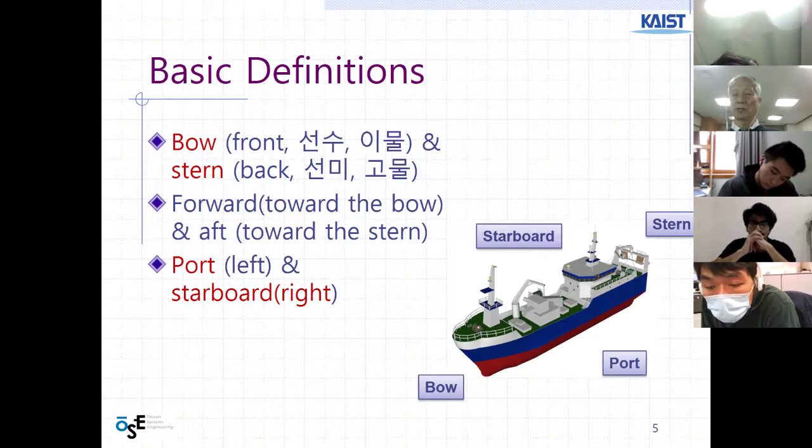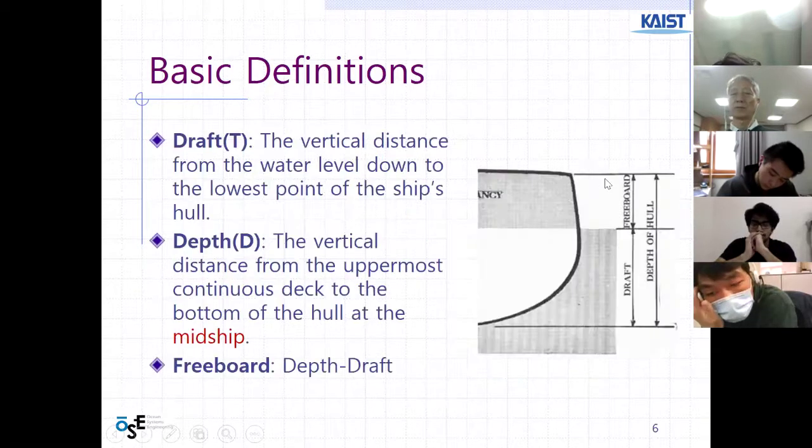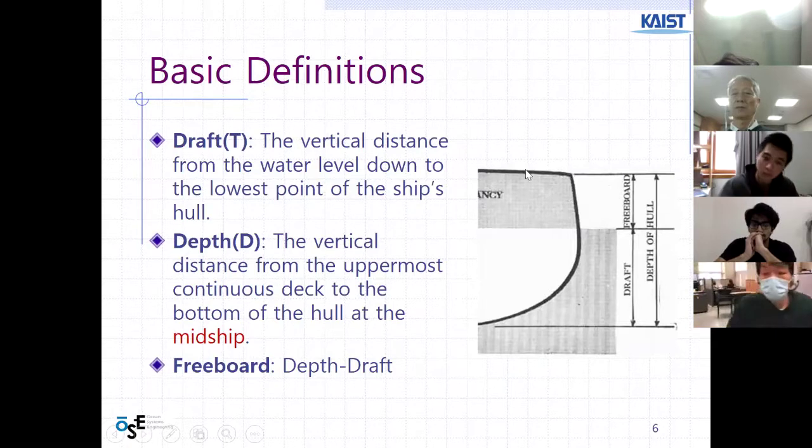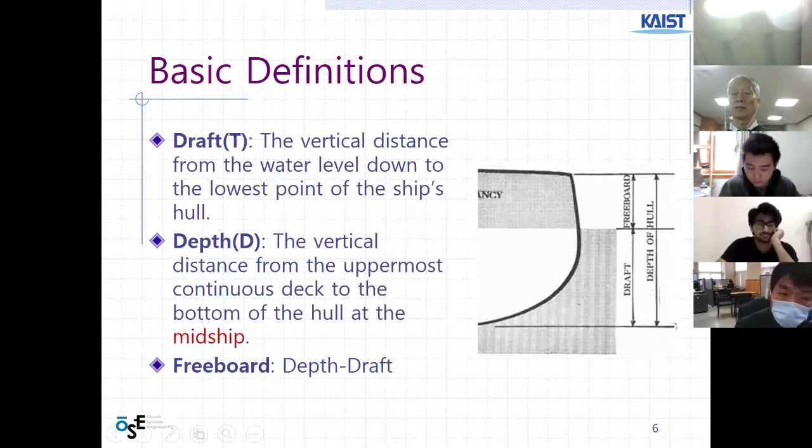And that green colored surface, we call this the upper deck. So in the middle part, the upper deck is lowest. Up to there, we count this as the depth of the ship. Here, the upper surface of this ship in the middle of the ship, we call the upper deck. So the depth of the hull is measured up to the upper deck here. And draft, freeboard and depth are explained.